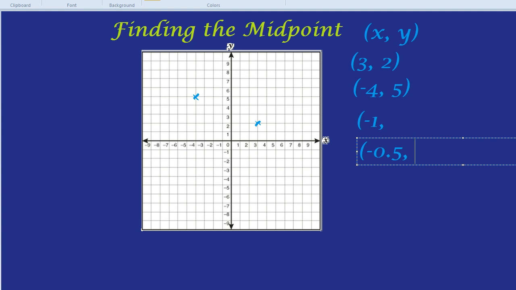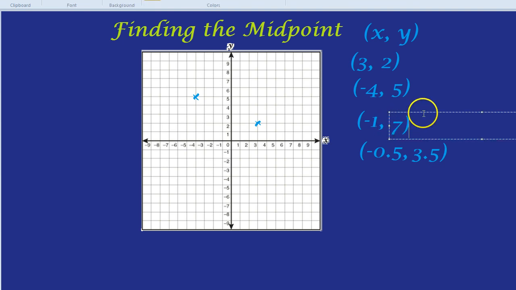I've given you quite a hard example, but it works for any example, so it's good to practice. Let's do the same trick for the y's. So we add the y's, so 5 plus 2 is 7, and then divide by 2. What's half of 7? Half of 7 is 3.5. So we added them, and we got 7 here. And then once we'd added the x's and the y's, we divided by 2. So the midpoint is -0.5 and 3.5.